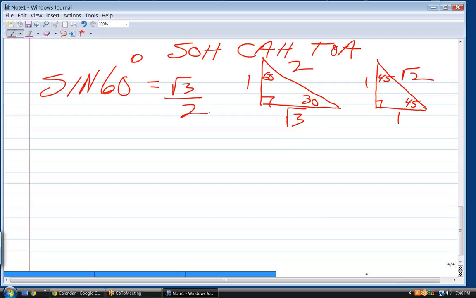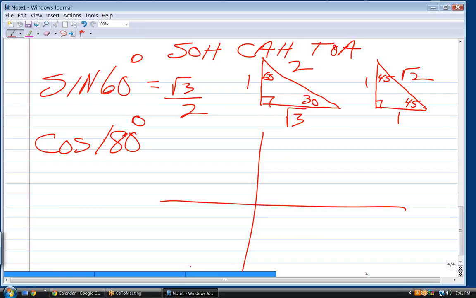What else you got? What other angle? It says cosine of 180. All right. Now we're talking quadrangles. Quadrangles, you just kind of have to memorize the sine and cosine curves. Okay? So with that, I have a unit circle that I can like memorize the curves on.